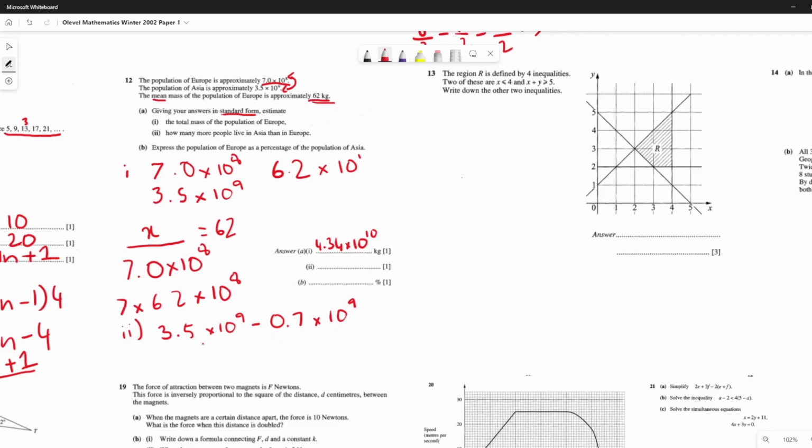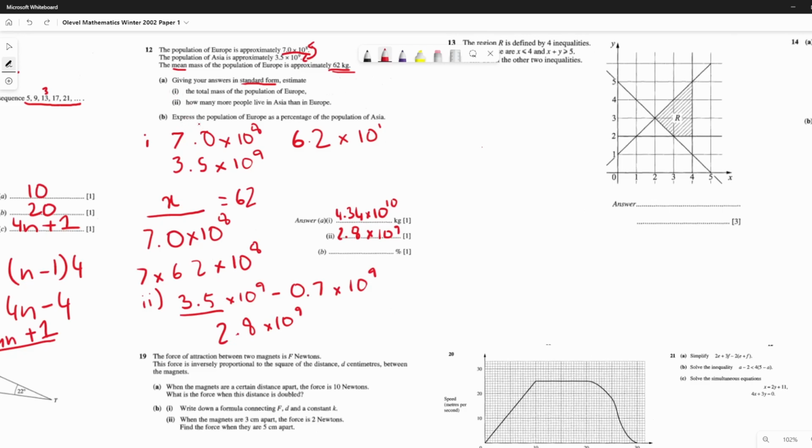So all we have to do is subtract 0.7 out of 3.5, which is also conveniently 4 into 7. And 4 into 7 is actually 28, so we can just write 2.8 into 10 to the power of 9. That's how many more people are in Asia than in Europe. So 2.8 into 10 to the power of 9.